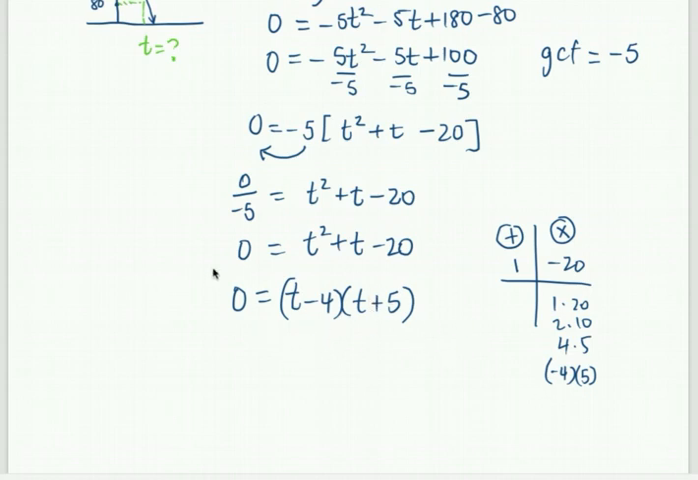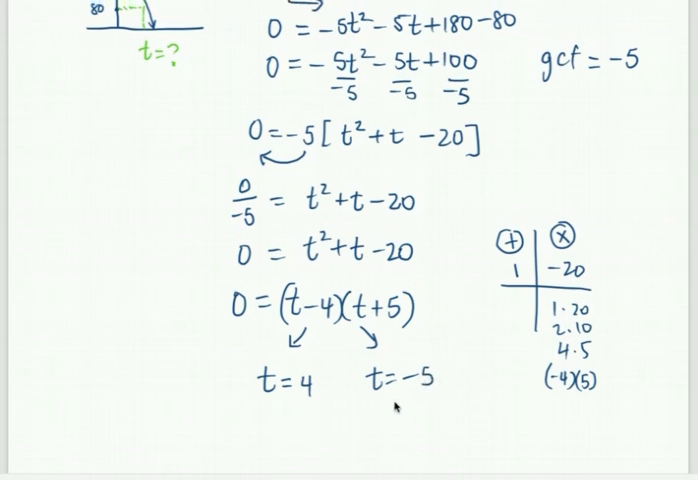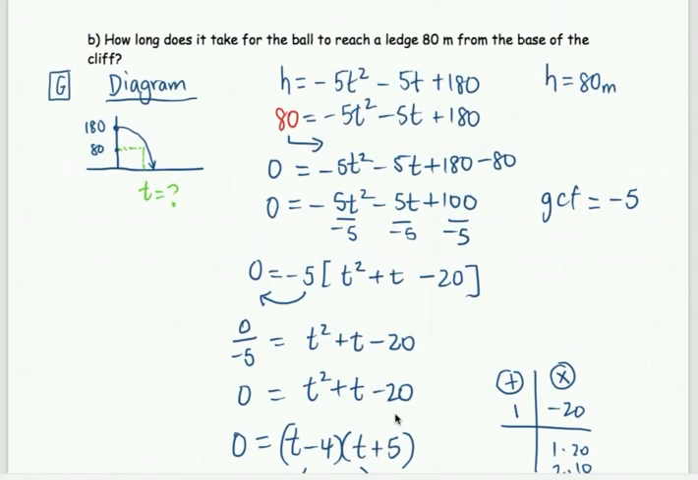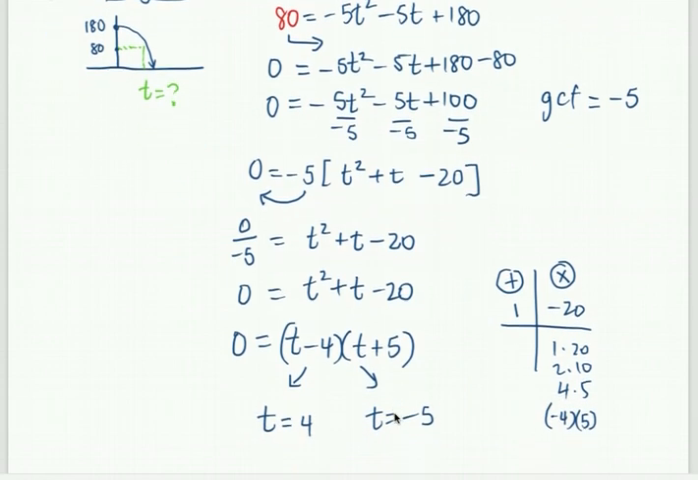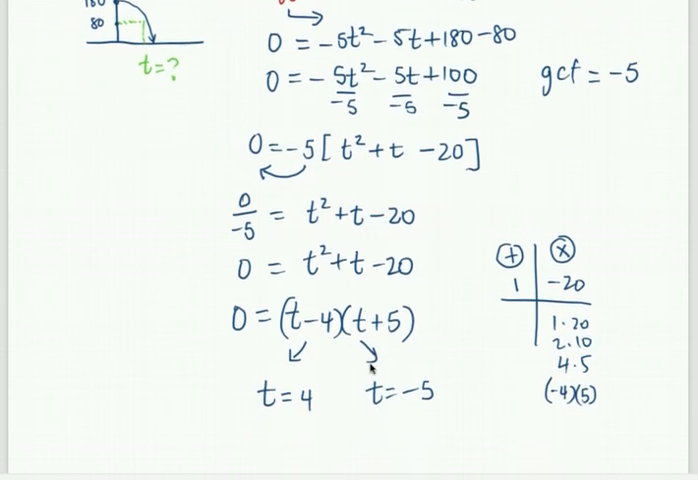Okay, so now we're at the end. We're trying to find t now, so all we do is solve for t. So we're going to pop out the opposite here. So this is -4, so t is +4, and in here t is -5. Okay? All right, so now we're looking and going, all right, what did we have to find? And we needed to find how long it would take for the ball to get to 80 meters, okay, from the bottom of the cliff.